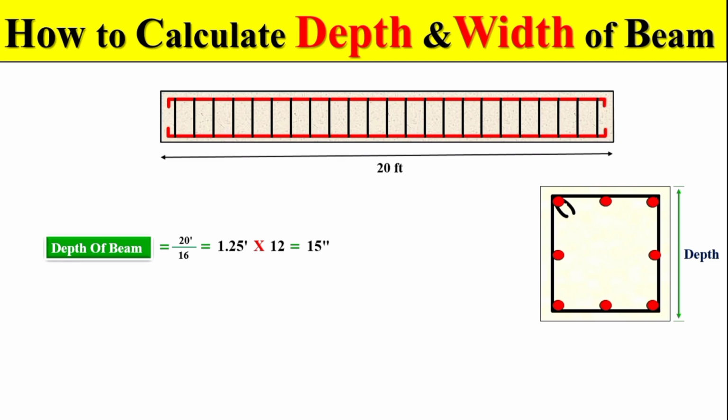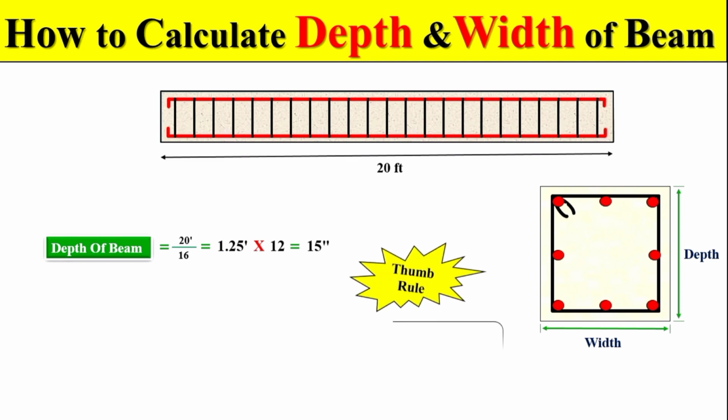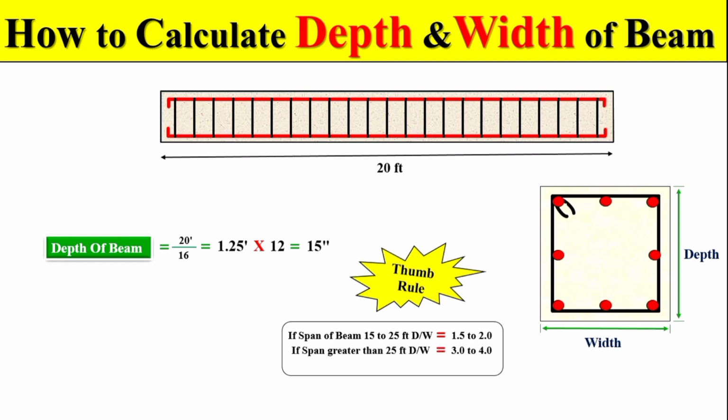And now, come to the width of the beam. To calculate the width of the beam we have a thumb rule. Remember, if the span of the beam is 15 to 25 feet, the depth and width ratio should be 1.5 to 2. And dear students, if the span length is greater than 25 feet, the depth and width ratio should be 3 to 4. And also remember, the beam width should be an even number.